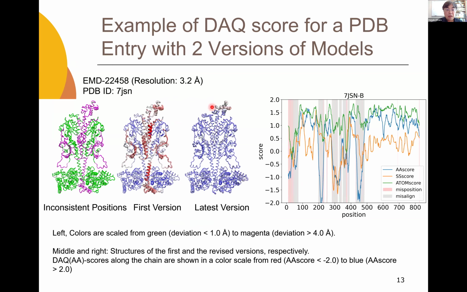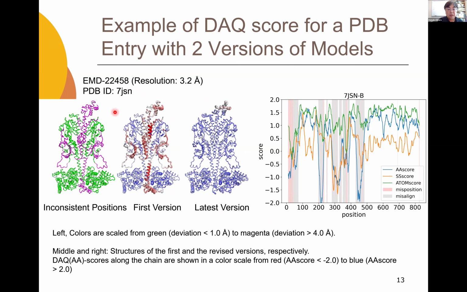So here, we validated PDB entries from CryoEM maps which have two versions of PDB structures. Often authors will make a correction to the structures, which makes a second or third version of the model. We applied our score to the initial version and then the second version. So this is one typical example.